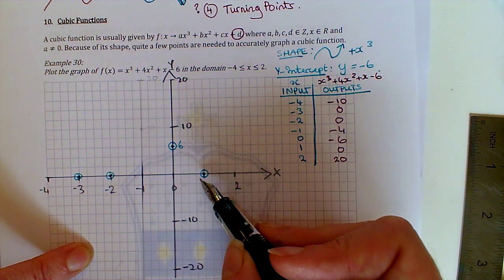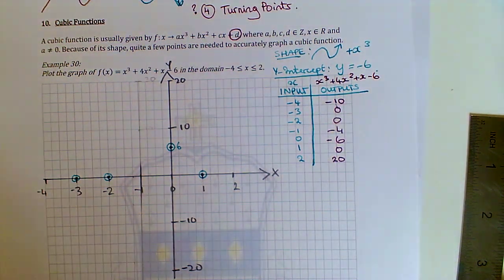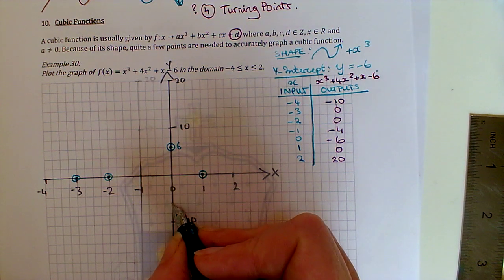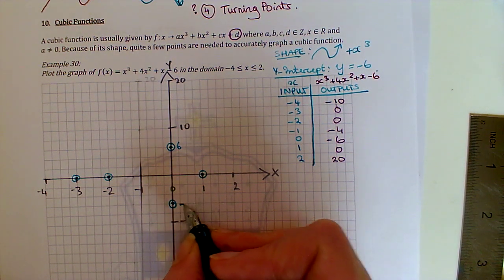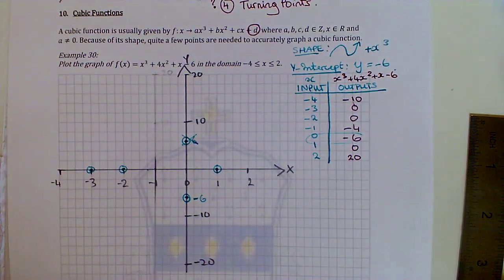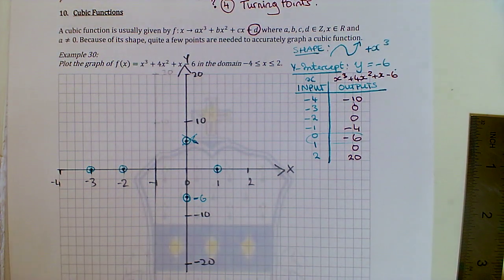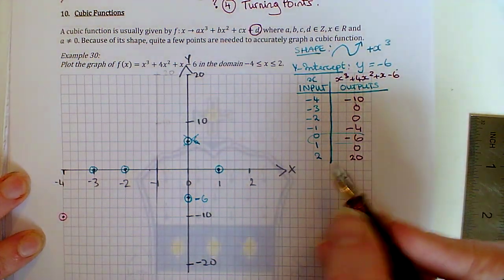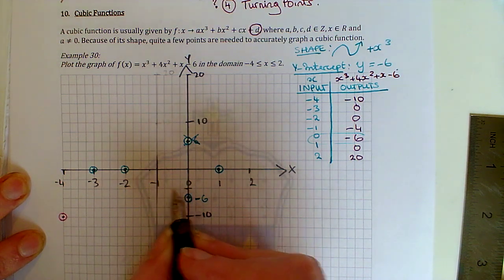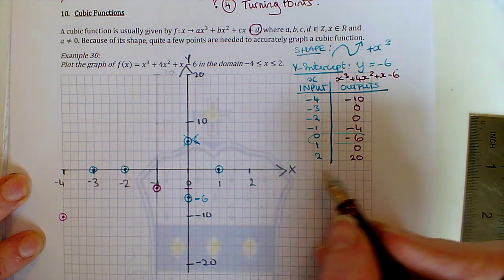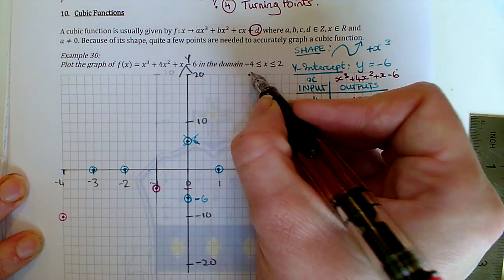finishing coming up here. Sorry, that should have been a minus 6. I knew that was looking weird. Minus 2, minus 6. So there we go, minus 6. It doesn't go through at 6, it goes through at minus 6. Okay, so I know the shape, but let's put in the other points as well. Minus 4, minus 10, down here. Minus 1, minus 4. There's minus 4. And 2, 20 up there.